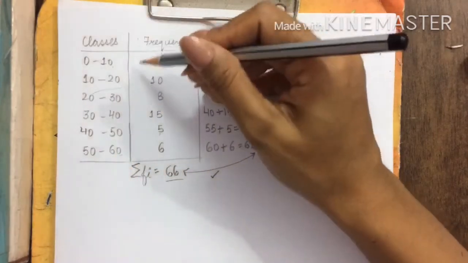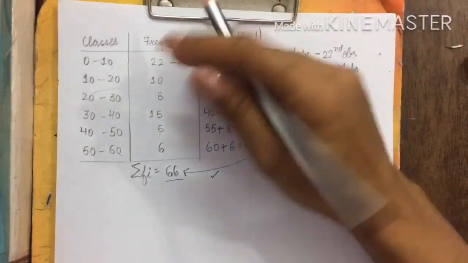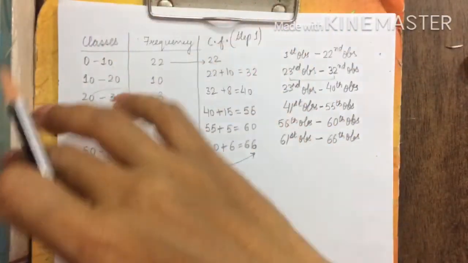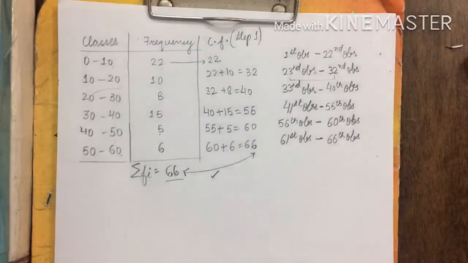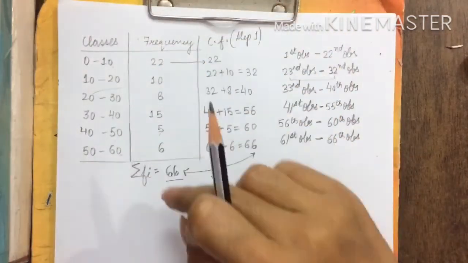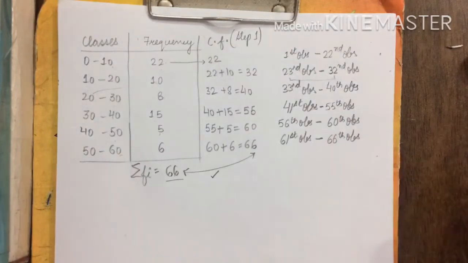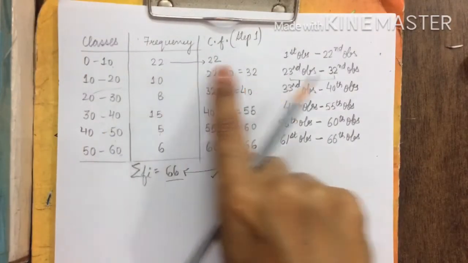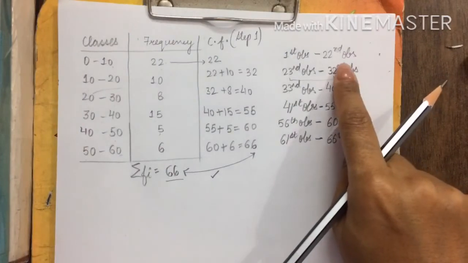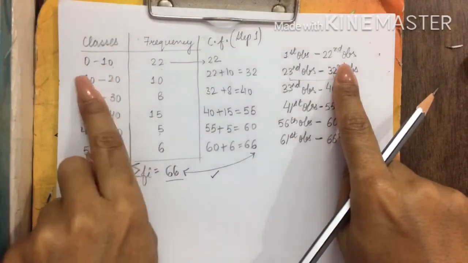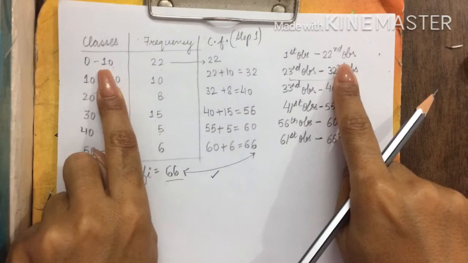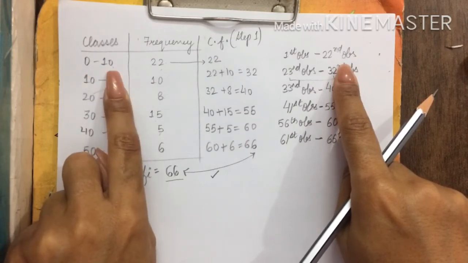If I had to arrange all of these observations, the ones which belong to these classes, and put them in order, if you remember, the first step is to list the observations. If I were to list all these 66 observations in order, then what would have happened? The first 22 observations arranged in order still would be in this range. The values would be from 0 to 10.